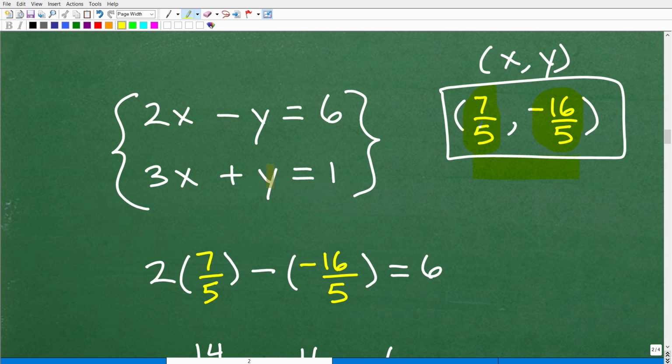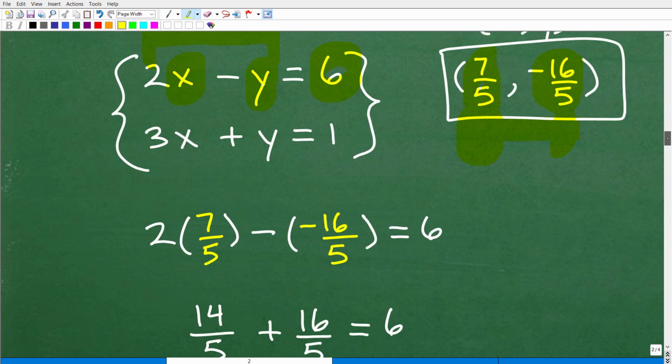This would work for both, but we'll keep it simple. So let's check this first one here. We're going to replace x with 7 fifths and y with negative 16 fifths, and we'll simplify this side of the equation. When I do all that math, it should turn out to be equal to 6. Let's see if that works.